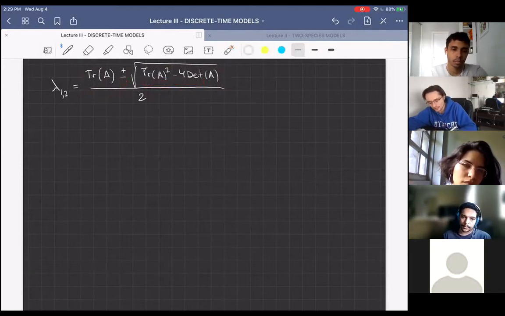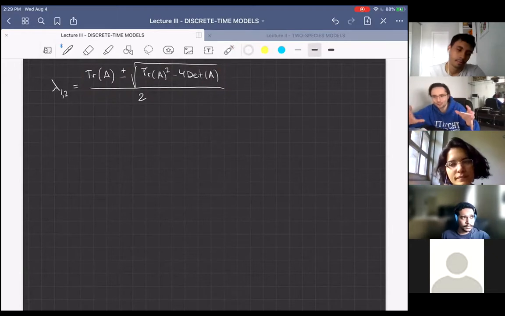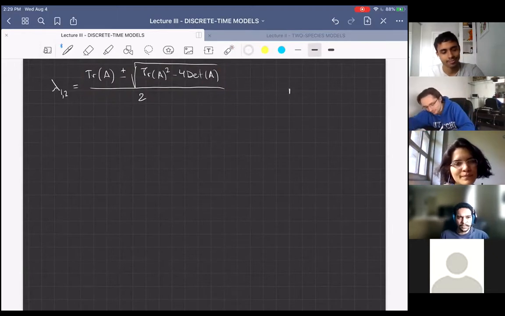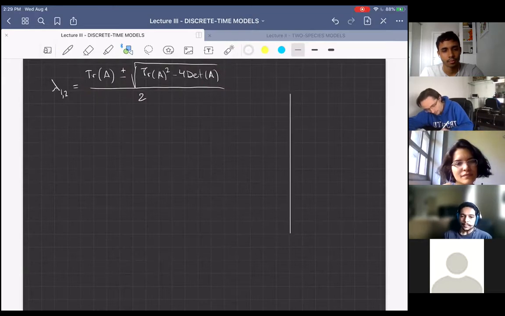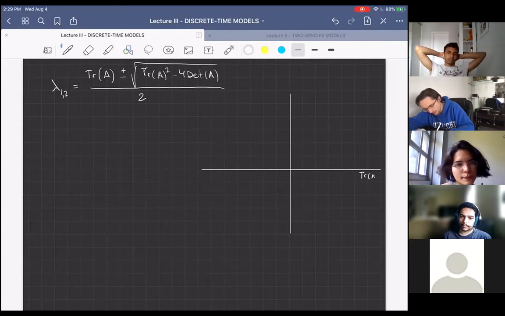So I can organize, and I will share with you a professional making of this plot, so it's more clear. But basically what I can say is, okay, I'm going to put in this axis here the trace of A. And here I'm going to put the determinant of A.